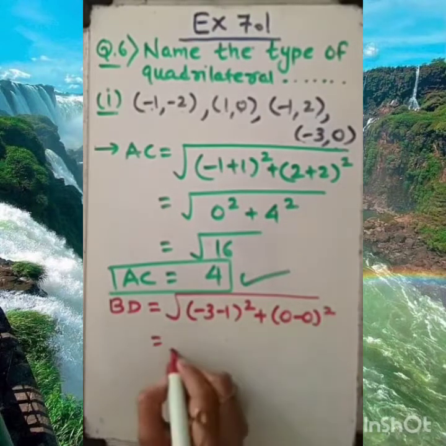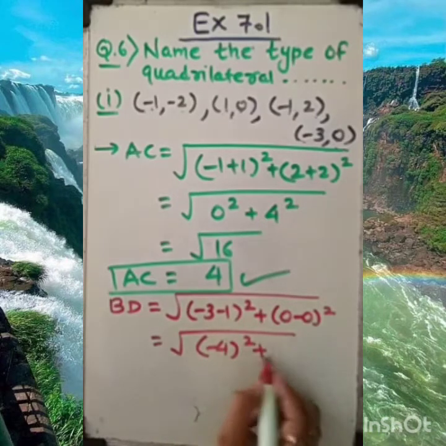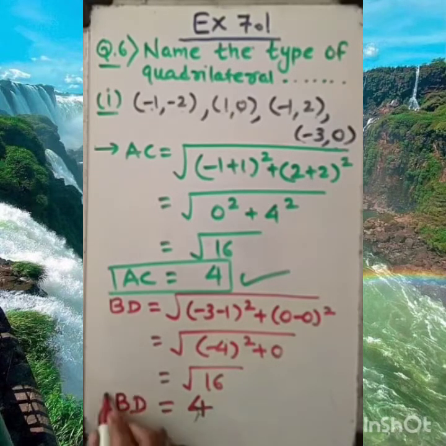So here minus 3 minus 1 is minus 4. Minus 4 squared means it is under root 16, so it is becoming 4. So the value of BD is also coming 4. So the lengths of the two diagonals are also coming same.